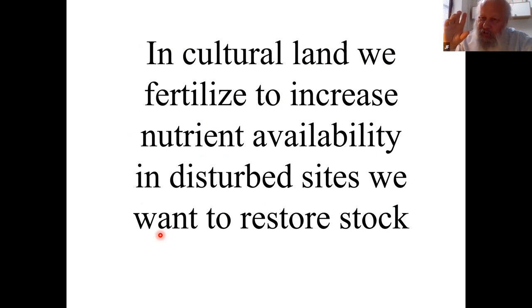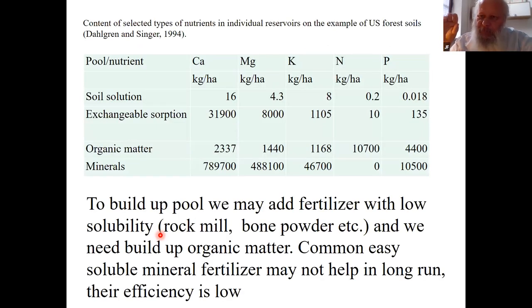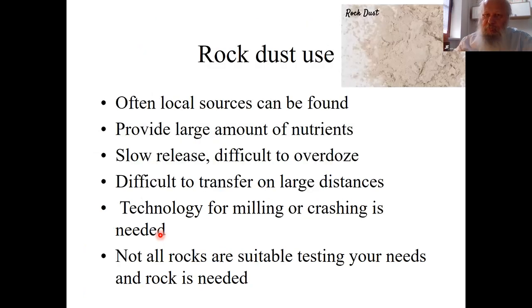In cultural land, we try to emphasize solubility and availability of nutrients. However, when we are missing a pool of nutrients, we have to restore this pool, and this pool is mostly minerals and organic matter. So basically, we should use fertilizer. If we use mineral fertilizer, we should use fertilizer which releases nutrients very slowly. A very efficient and underestimated fertilizer in mining sites is rock dust.